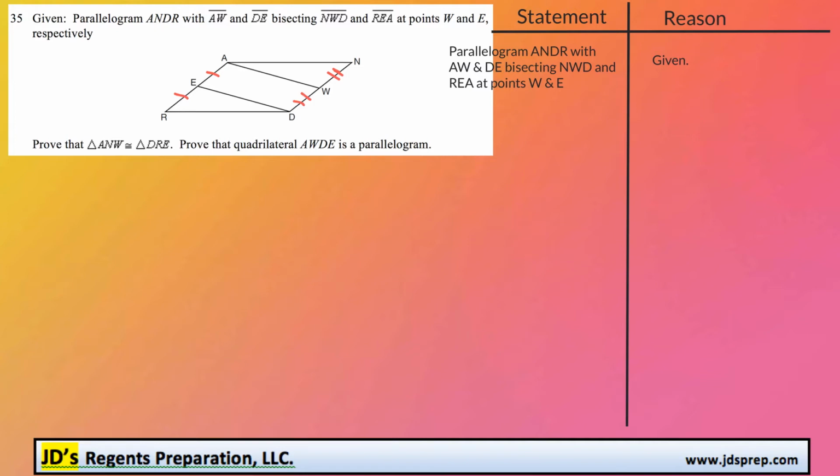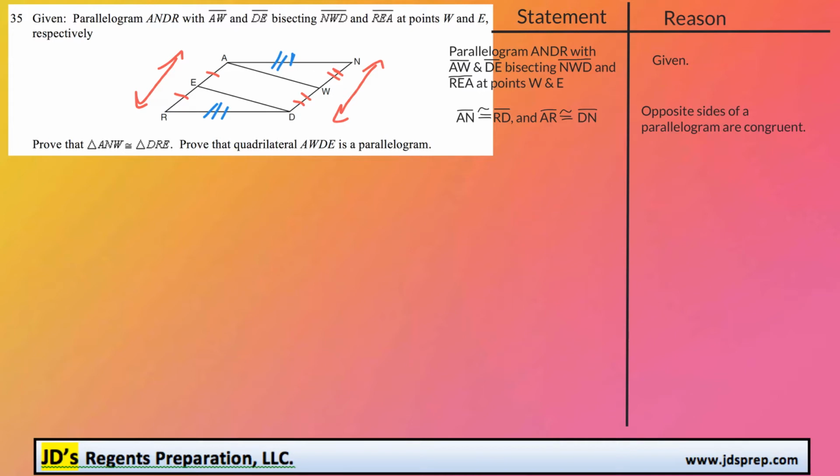Now the first two sides that we can show are congruent are the lines from A to N and R to D. And we know those are congruent because opposite sides of a parallelogram are always congruent. You'll notice in my statement I also mentioned that the lines from D to N and A to R are also congruent because they're opposite sides of a parallelogram.